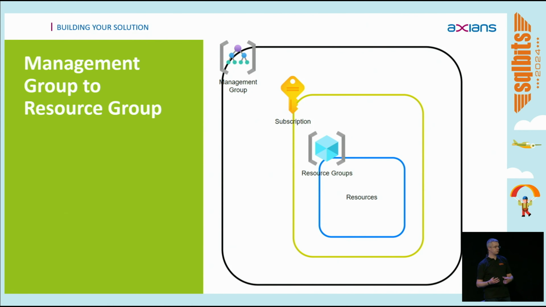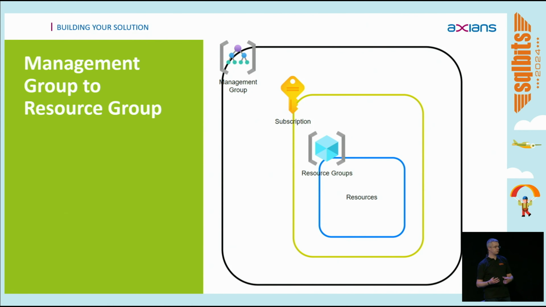Remember that permissions are inherited. So if I'm going to give somebody reader on a management group, it also has reader on the underlying subscriptions, all of them, the underlying resource groups, and the underlying resources. Think about that one. It's a one-to-many relationship, as I told you.